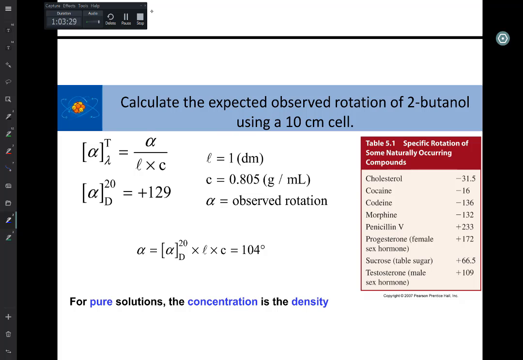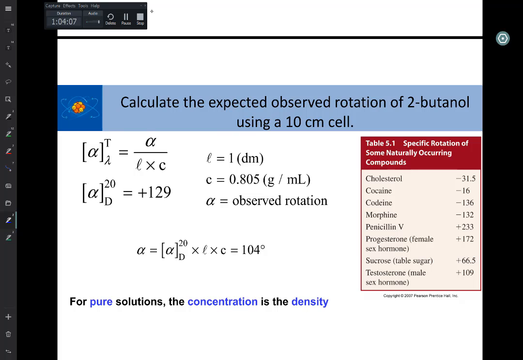We have that the length is 1 decimeter. We have the density of butanol. I just looked that up, 0.805. And then I have alpha as the observed rotation, so I rearrange the equation like this, right? I plug in the specific rotation. This is the number that you would look up in a table. Now, this is some examples, but it wasn't on that table, so I just used this one instead. So I got 129, so you put 129 in here, you put the length in, and you take 0.85 as the concentration, you multiply all that out, you get 143.